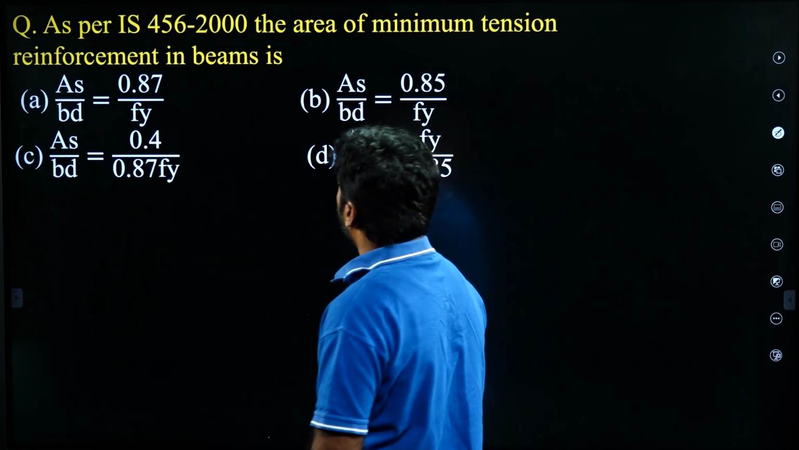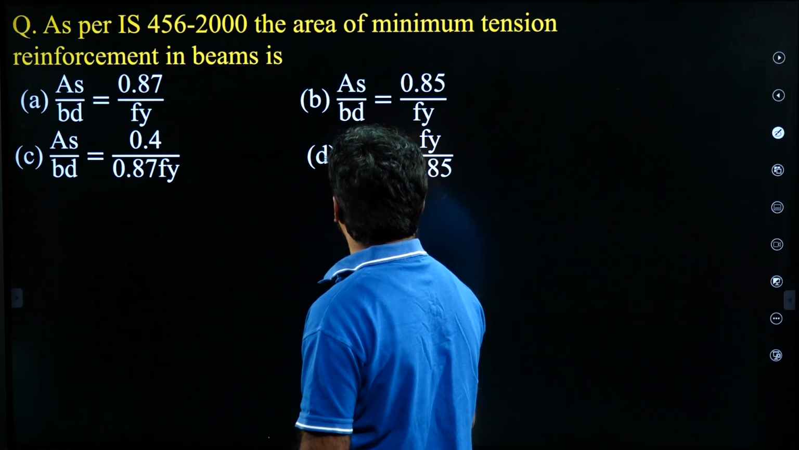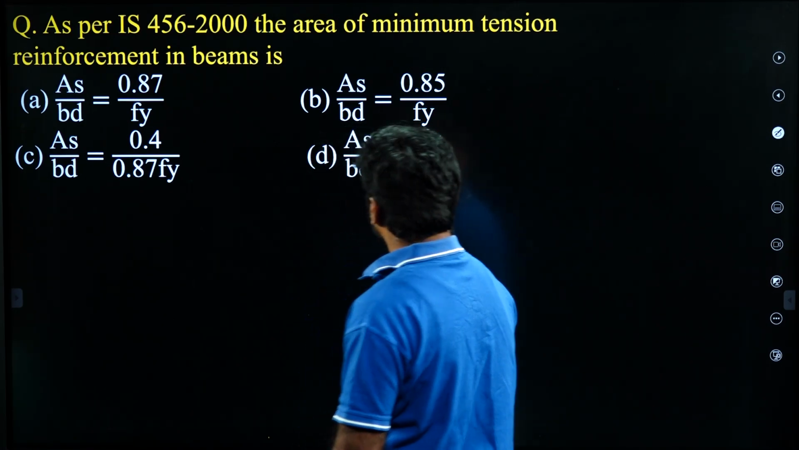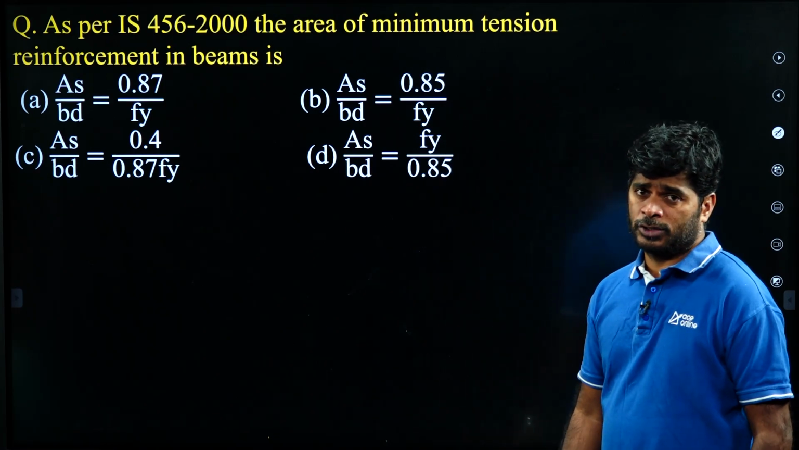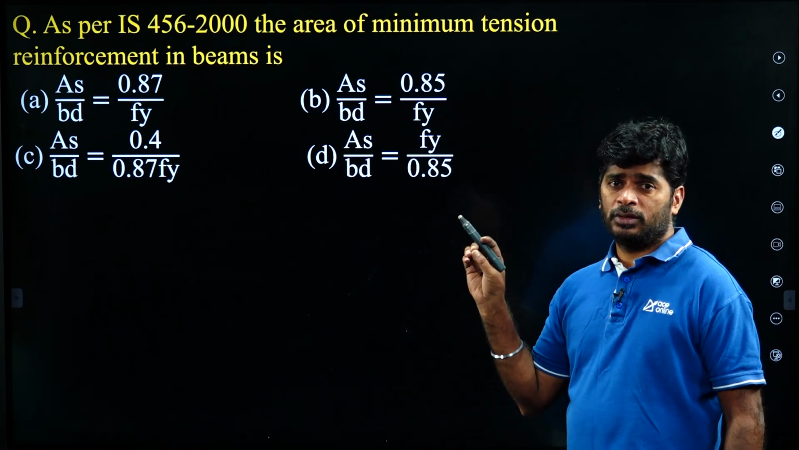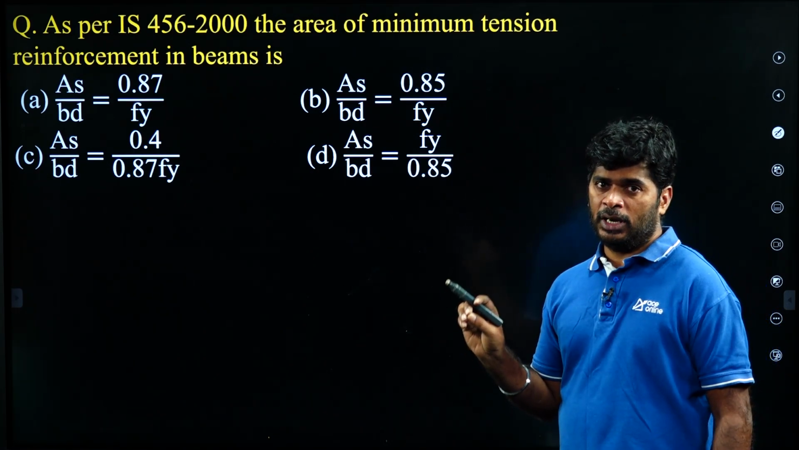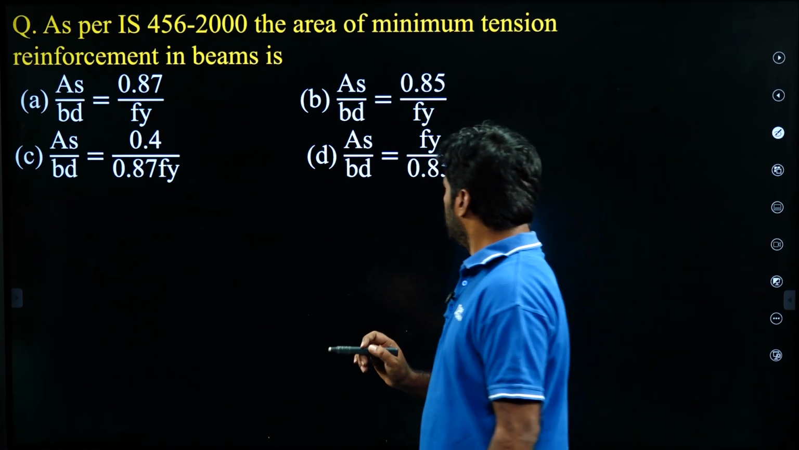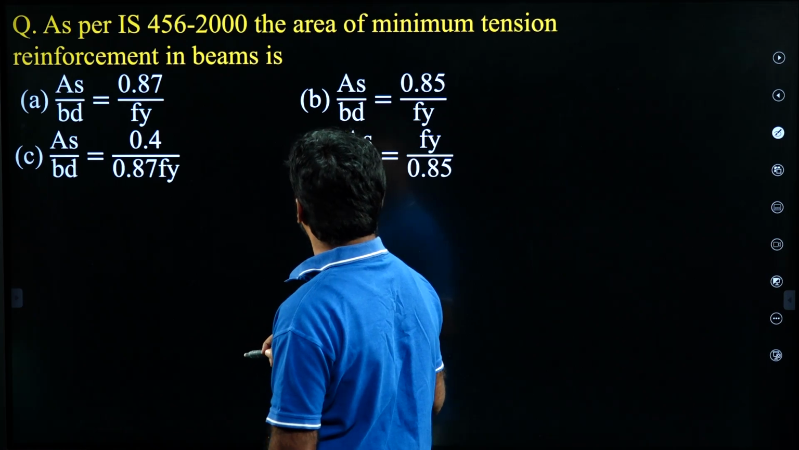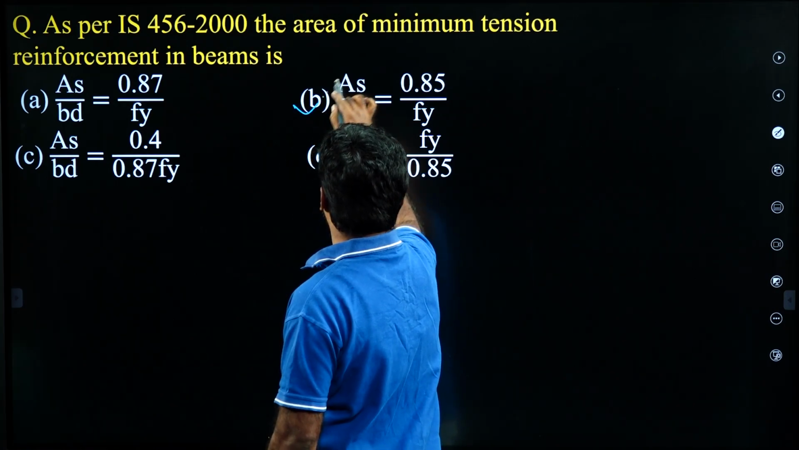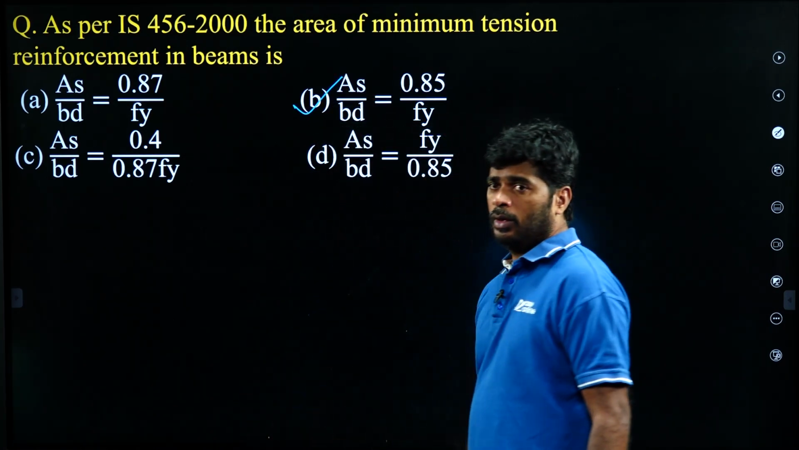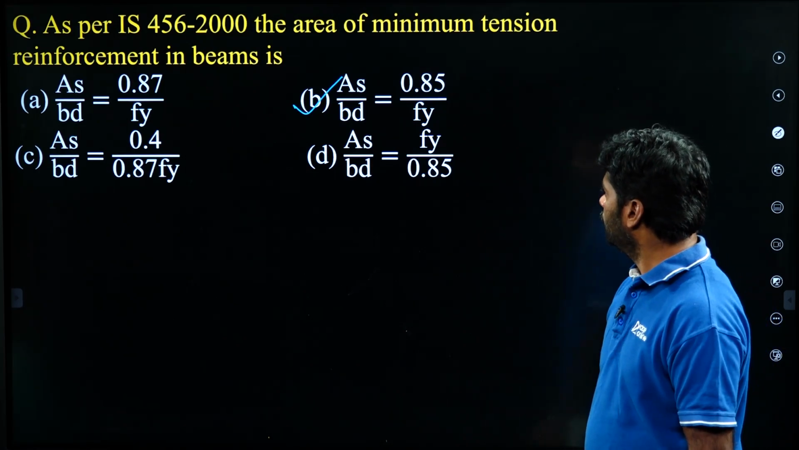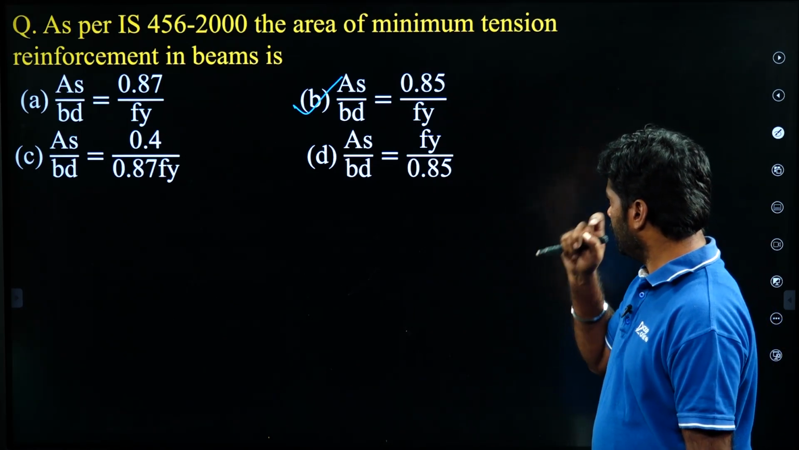As per IS 456-2000, the area of minimum tension reinforcement in beams: As upon bd equals 0.85 upon fy. If you observe the options, they have given As upon bd equals 0.85 upon fy. Option B is correct. Coming to the next question.